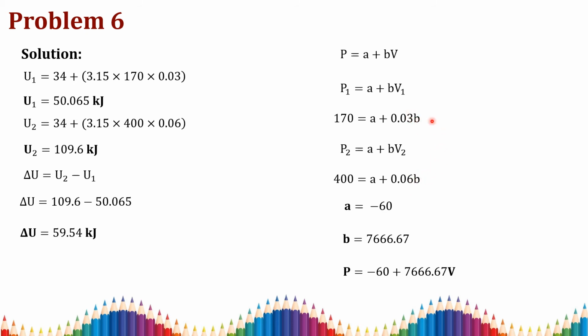By solving these two simple equations, you will get A is equal to minus 60 and B is equal to 7666.67. I am substituting these constant values in the first equation. What I can get, P is equal to minus 60 plus 7666.67 V, so this A is minus 60 and B is 7666.67.